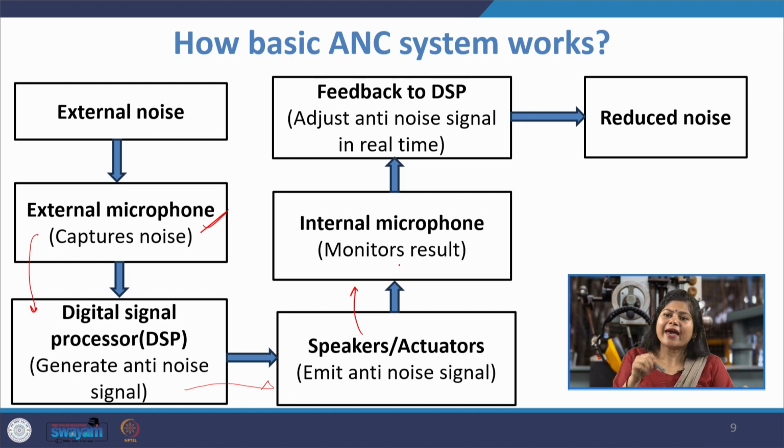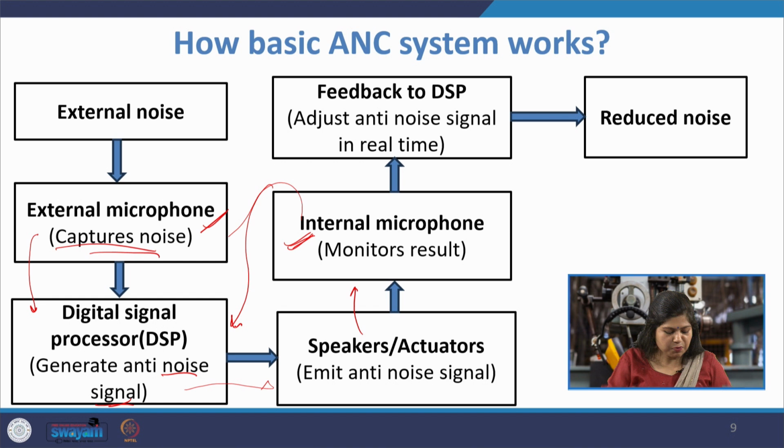But whatever noise is actually reaching the listener's ear, you have an additional component called the internal microphone. It monitors whether the anti-noise that was calculated based on these measurements is working. Due to the physical nature of this space itself, there could be some diffractions, something which we might not have accounted for, due to which there is not perfect cancellation. So, it measures whether a perfect cancellation is achieved at the ear or not. If it is not achieved, then it passes an error signal and feedback.